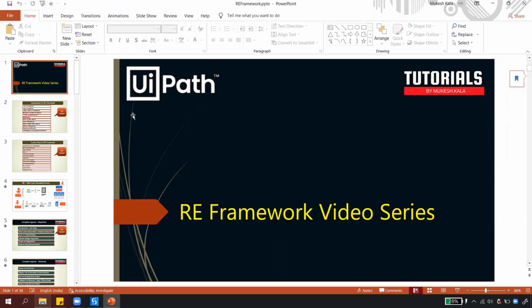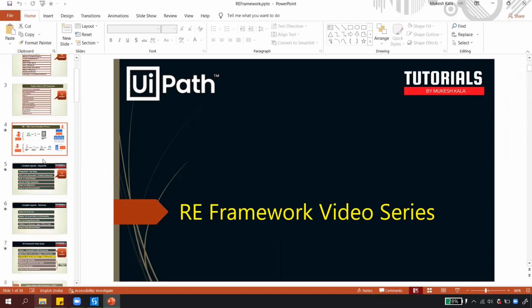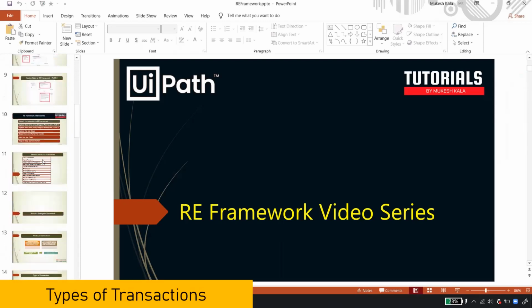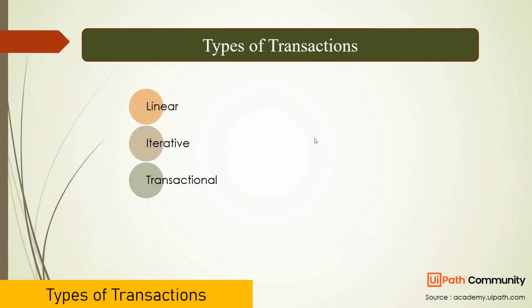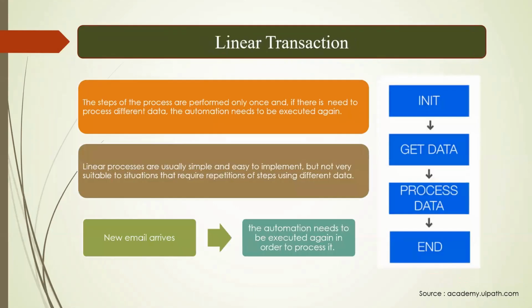So first thing, which I understand is that you don't have the clarity on why exactly we need the RE framework. Okay, so we'll start from there. First of all, there are three kinds of transactions which we can have, which are linear, iterative, and transactional. Linear is something when you have to do the process only once.